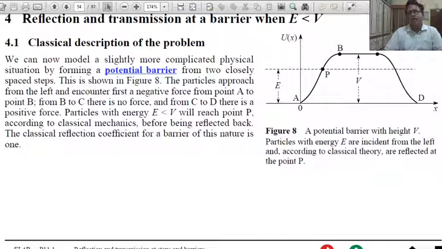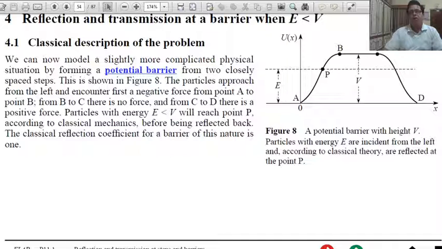Classical description: the potential is greater than the incident particle energy. Here this is the energy E of the particle and this is the potential barrier with height V. What is a potential barrier? From two closely spaced steps, we can consider that there are two steps which are attached to each other. That means they are very close.